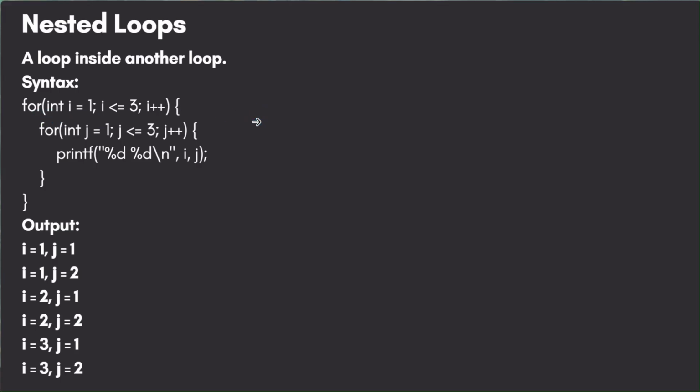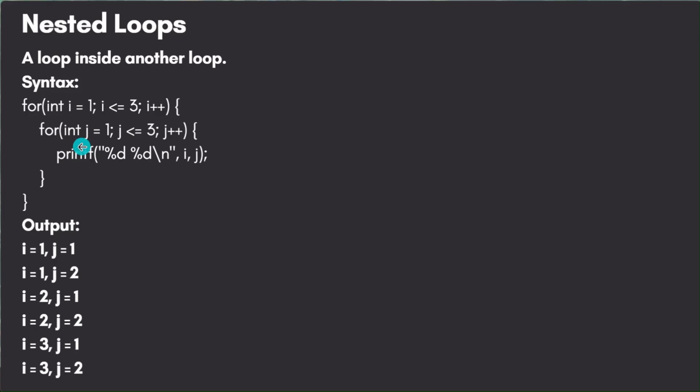This loop controls the variable i. It starts at i equals 1 and runs while i is less than or equal to 3. So it runs for i equals 1, i equals 2 and i equals 3.